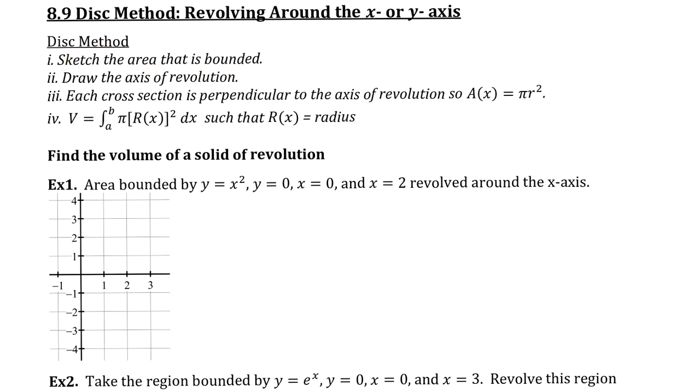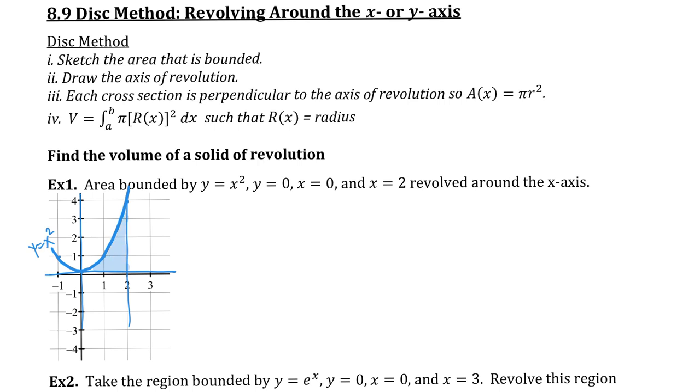For example 1, let's go ahead and do that first, so we can see what we're dealing with. y equals x squared, let's do 0, 1, 2, 4, something like that. That's y equals x squared. Now y equals 0 is the x-axis, x equals 0 is the y-axis, and then x equals 2 is here. So what is the area that is bounded? This area is the area we're looking at.